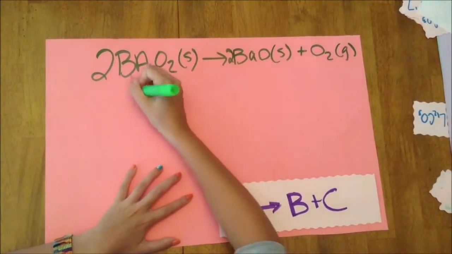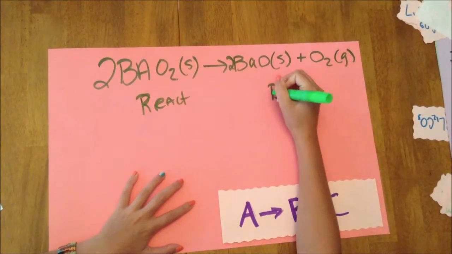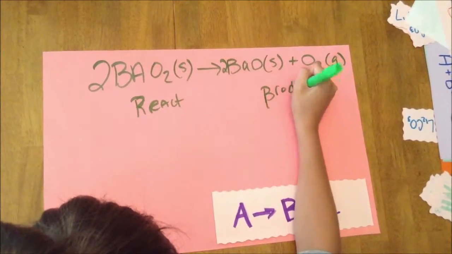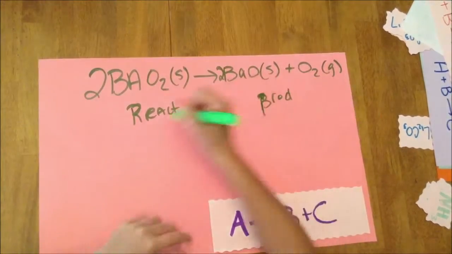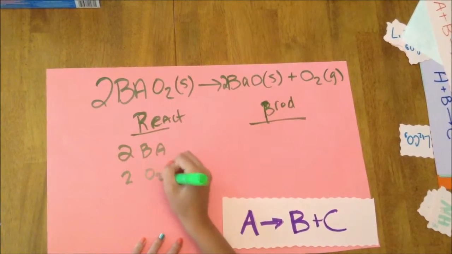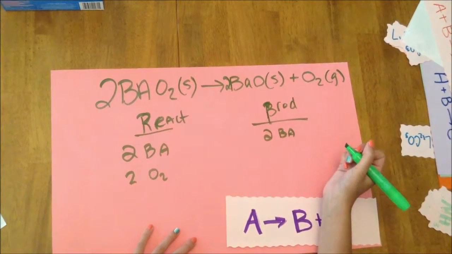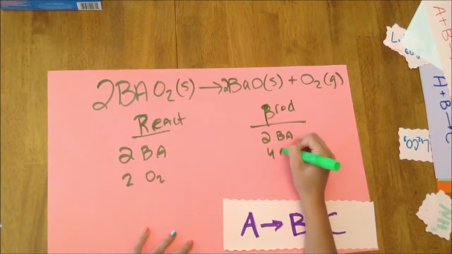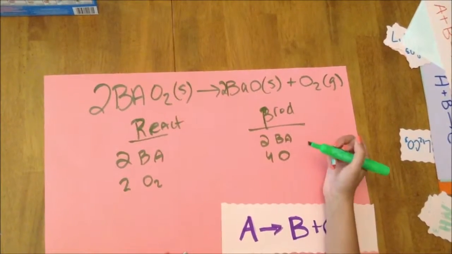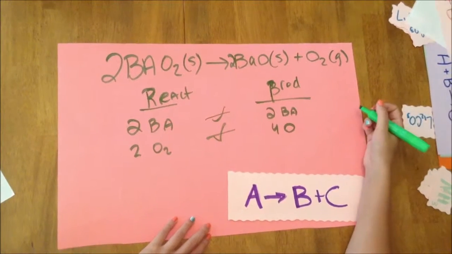We write down the reactants and products. You can see that we have 2 Ba and 4 O, and 2 Ba and 4 O. There's 4 reactants and there's 4 products, so they're all balanced correctly. And that's how it goes.